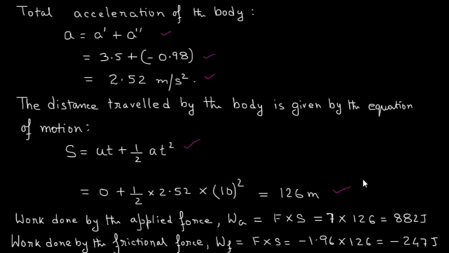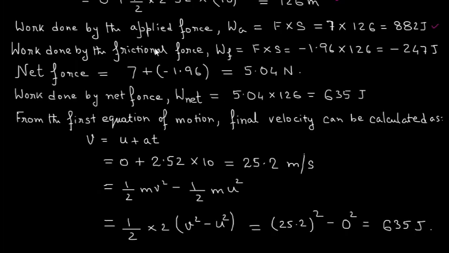Now work done by the applied force Wa is equal to F into S, that is 7 into 126, that is 882 joule. Work done by the frictional force Wf is equal to F into S, that is minus 1.96 multiplied by 126 is equal to minus 247 joule.